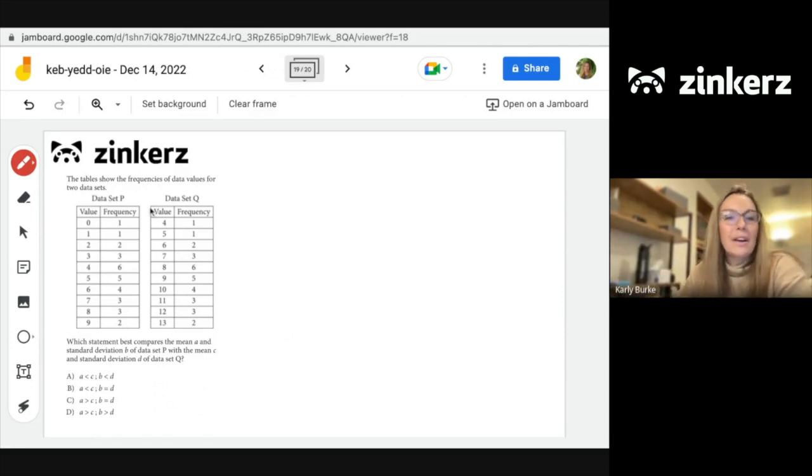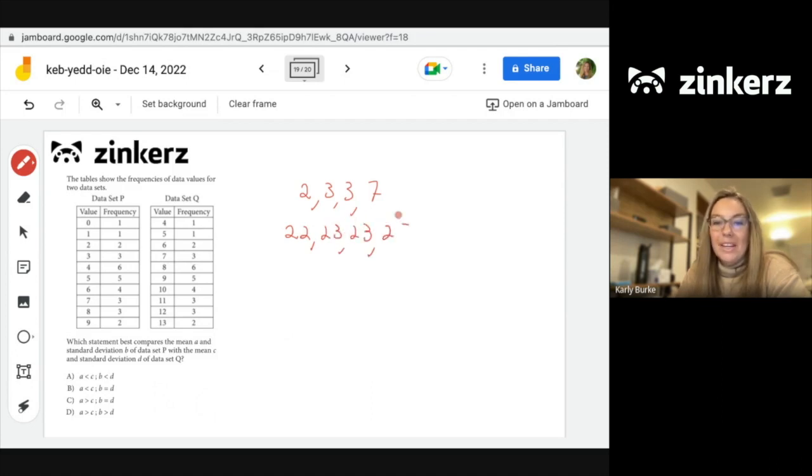It doesn't matter if it's a set of very large values or a set of very small values. And what I mean by that is if I have a data set of 2, 3, 3, 7, and I have a data set of 22, 23, 23, 27, even though data set B has larger numbers, see how they're spread out in the same way? These two are going to have the same standard deviation.